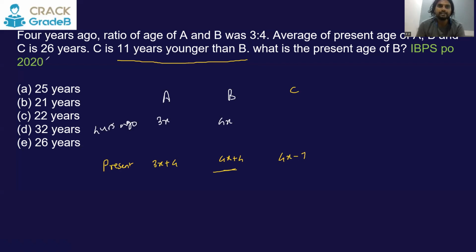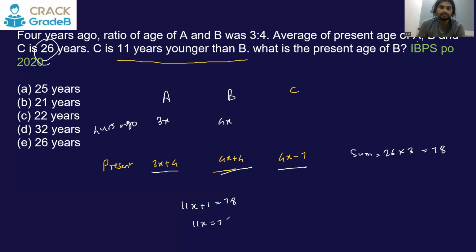And it said their average is 26. Present average of A, B, and C is 26. That means the sum is going to be 26 into 3, as there are 3 people, which is 78. So sum of these 3 numbers should be 78. That is 4x plus 4x, 8x plus 3x, 11x plus 1 is equal to 78. 11x should be equal to 77. X should be equal to 7.